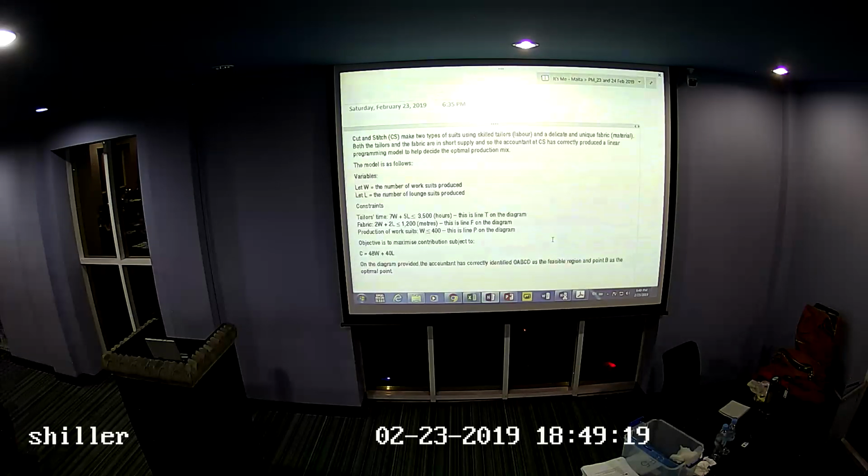Okay. For those who want a hard copy, the old way, this one cannot get rid of paper, isn't it? What does this mean? What does the third line here mean? It's a minimum constraint, correct? Which means whatever they do, they should make at least how many? 400 of the work suits, right? Understood? Okay, what's this here?